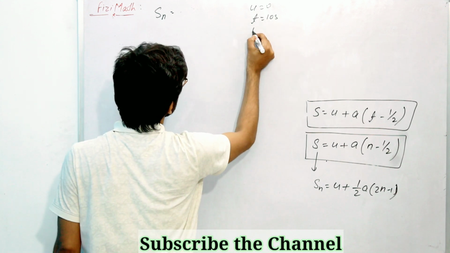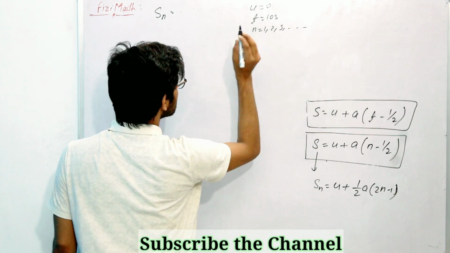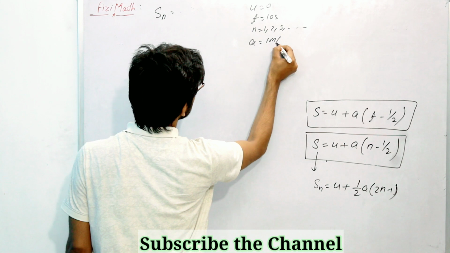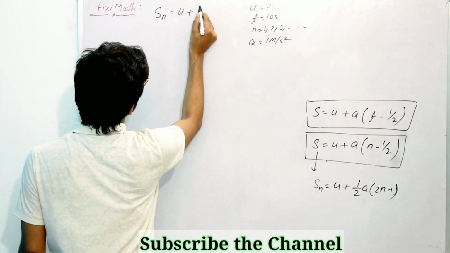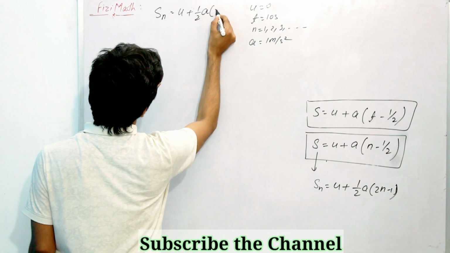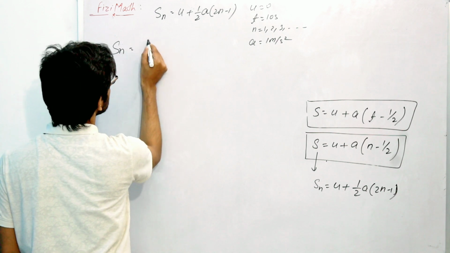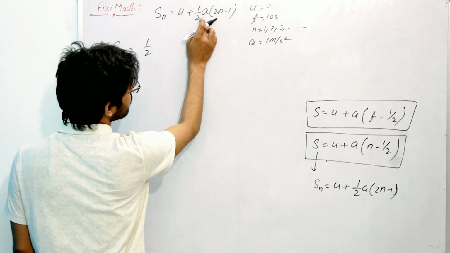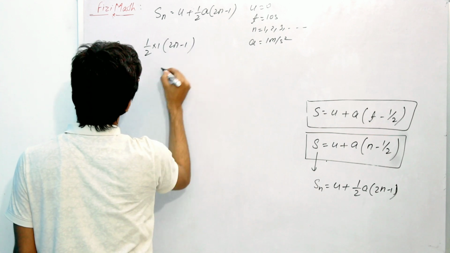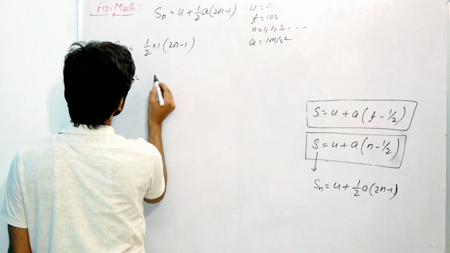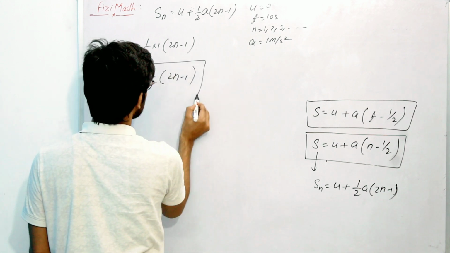n is not given, n is given as 1, 2, 3 and so on. Instead of this, a is equal to 1 meter per second square. So from here we can say Sn is equal to u plus 1/2 a into 2n minus 1. u is 0, therefore Sn is equal to 1/2 into acceleration, which is 1 meter per second square, into 2n minus 1. So here Sn is equal to 1/2 into 2n minus 1.